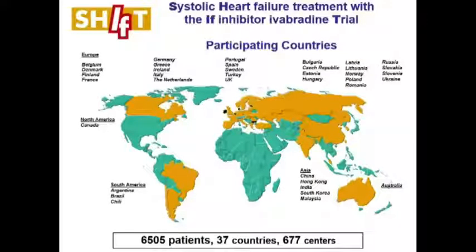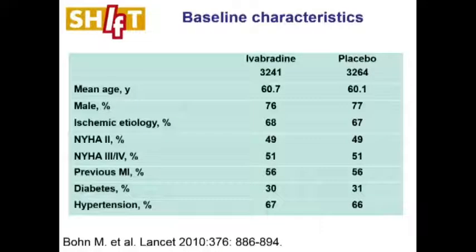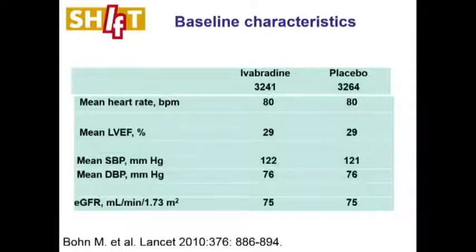So here's the worldwide non-U.S. study called SHIFT, Systolic Heart Failure Treatment with the If Inhibitor Ivabradine Trial. Here are the baseline characteristics: mostly men, mean age 60, two-thirds ischemic heart disease, about 50% New York Heart Association class 2, 50% class 3 and 4, more than half with a previous MI, a third diabetic, two-thirds hypertensive. Double-blindly randomized with a mean heart rate of 80, and a left ventricular ejection fraction that's reduced. There's your blood pressure, there's your GFR.